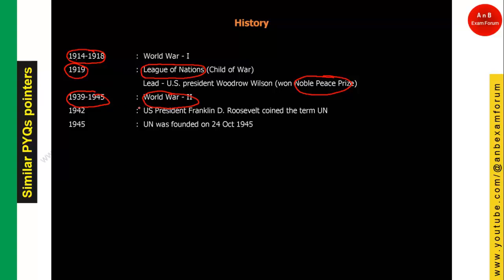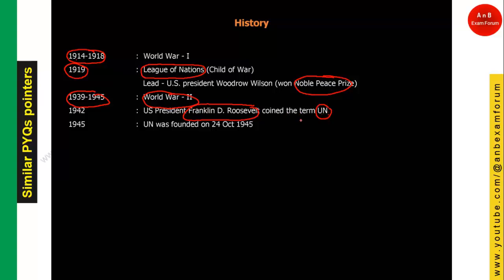Again, this war has tragedy in its loss of life, loss of money, loss of economy. During that time, US President Franklin D. Roosevelt coined the term United Nation. United Nation is basically the successor of League of Nation. League of Nation was dissolved and United Nation was formed. This terminology was coined by Franklin D. Roosevelt.